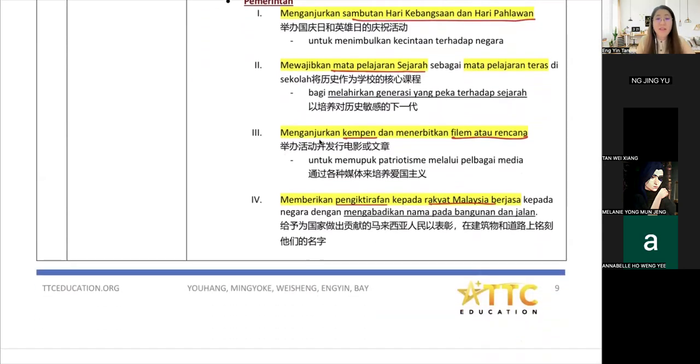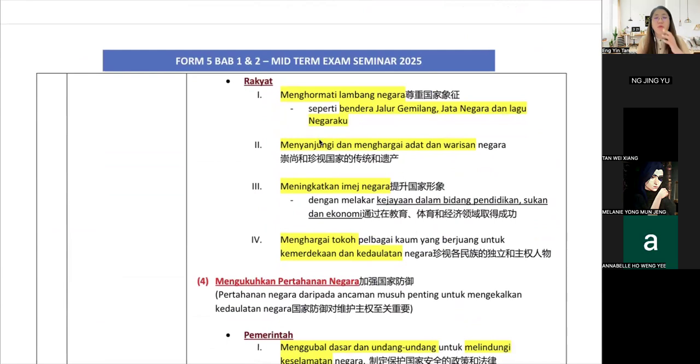As a government leader, what can they do to memupuk patriotisme? Citizen, we need to what? Respect the lambang. Then we need to appreciate and respect the adat warisan, meningkatkan image negara. If you love your country, then do something that represents Malaysia. Good image. Don't do something bad out there, okay? You are representing Malaysia when you are out. It's like that. Okay? Menghargai tokoh kemerdekaan kedaulatan. Really, meningkatkan image negara, this one very important.